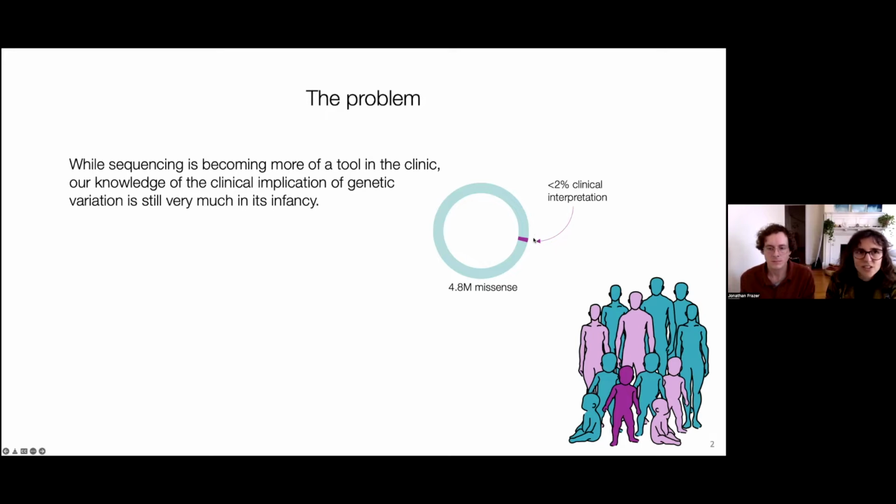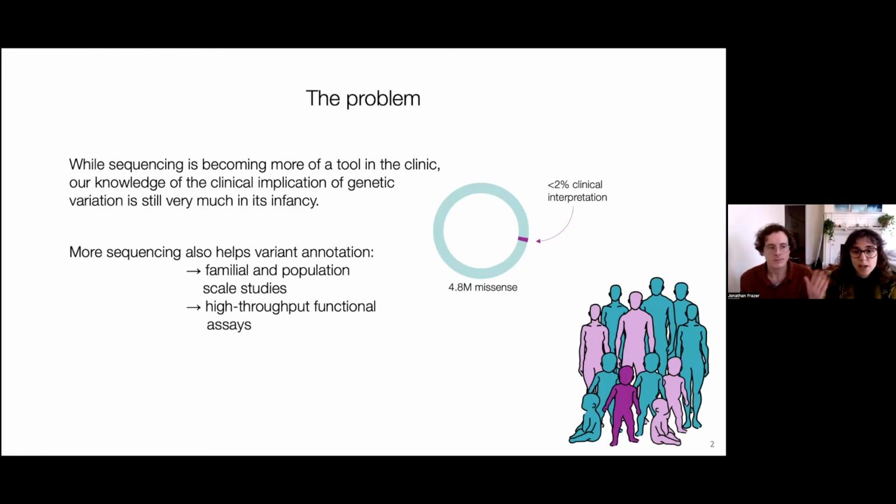And this knowledge is not only extremely sparse, but it's also very biased, both in population, because some ethnic backgrounds are much more sequenced than others, but also in terms of genes, because we know things about some genes much more than others. So sequencing has been helping with this whole process of variant annotation. We now have the possibility of doing familial and population studies at a much bigger scale than we were able to do before. And also there's now the development of high throughput functional assays more and more coming up, specifically developed to tackle this question.